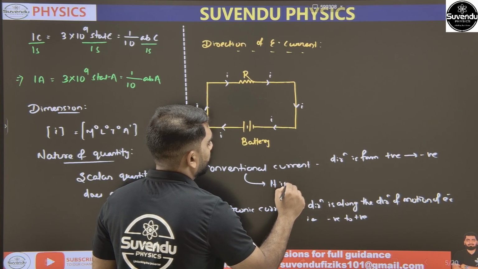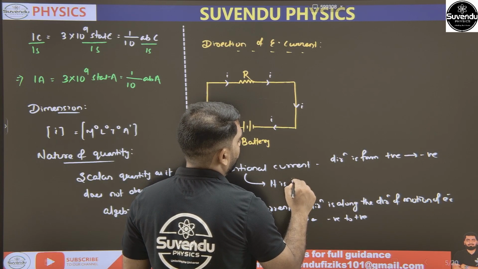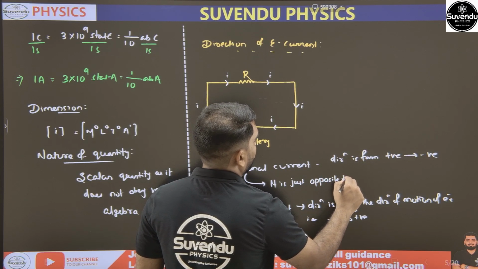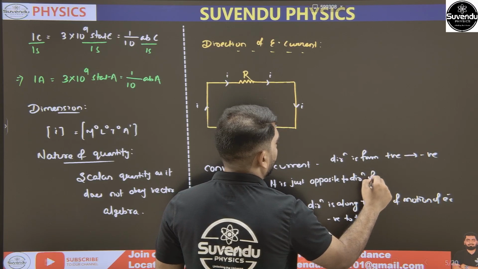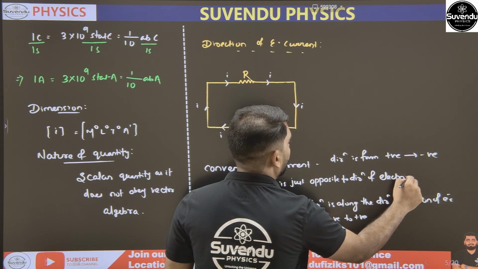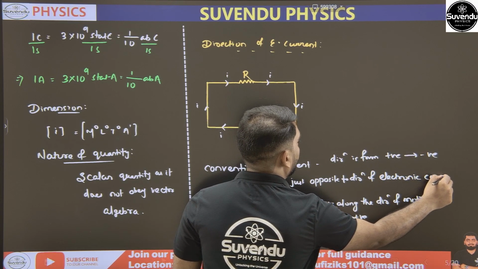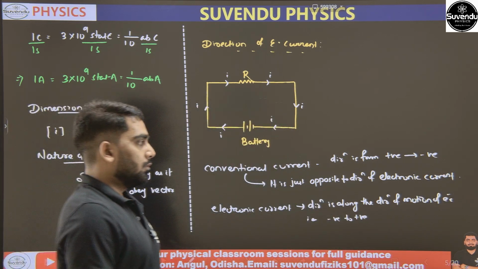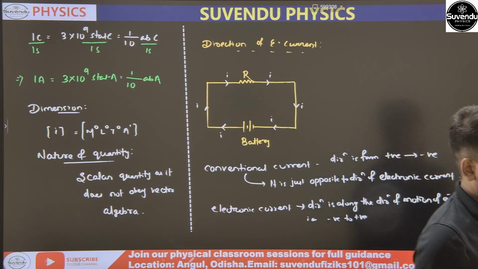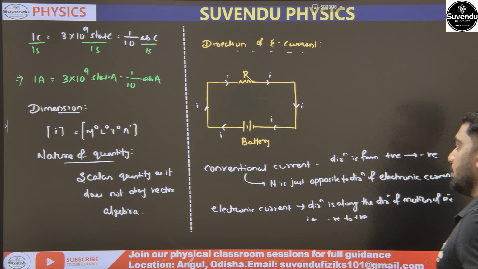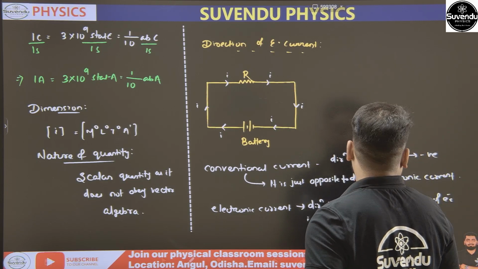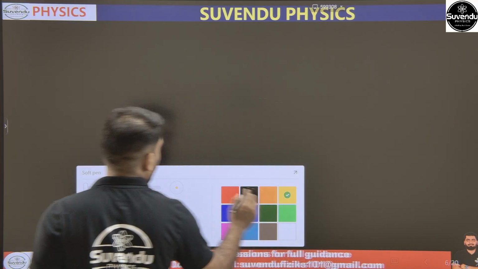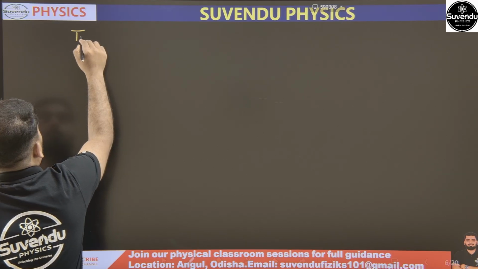It is just opposite to the direction of electronic current. I think this content is clear to all of you. So this is about the direction of current flow. Next one is types of electric current.